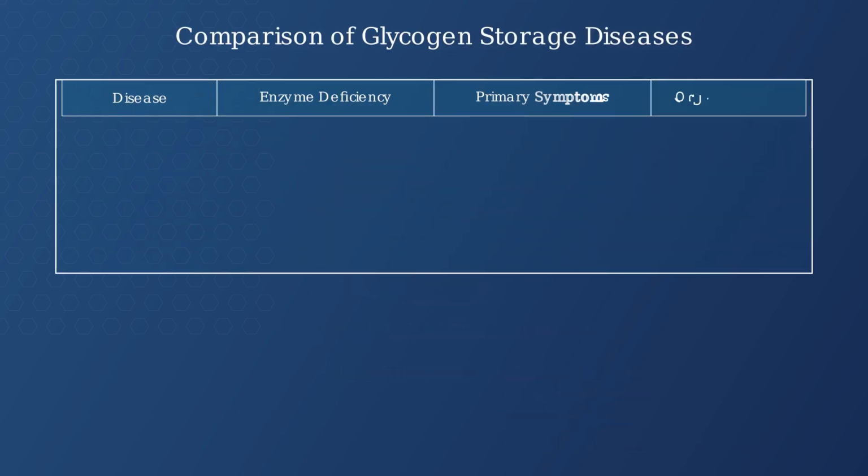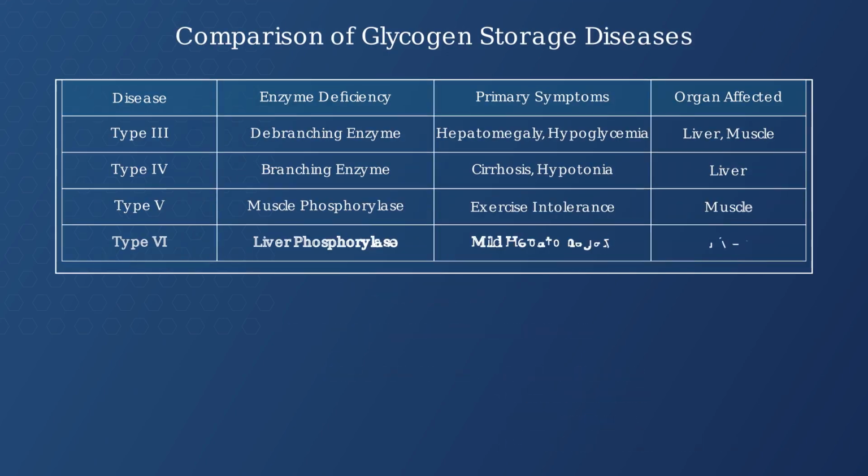To summarize, these glycogen storage diseases differ in their enzyme deficiencies, affected organs, and clinical presentations, but all result from impaired glycogen metabolism.